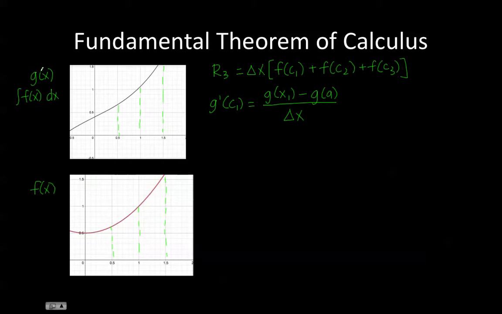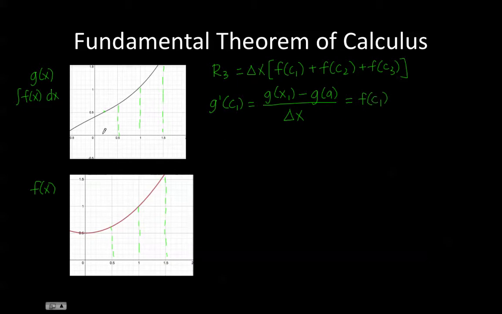Since our g of x is actually defined as the antiderivative of our f of x, we know that the derivative of our g of x is going to equal f of x. Thus, this value is actually equal to f of C1.